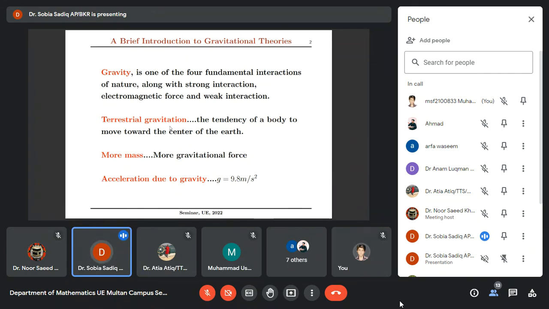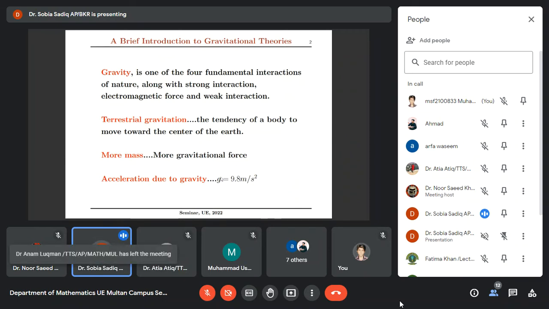And when you throw some object from the top of a building, it moves towards the earth, which is called terrestrial gravitation. You can observe that heavier bodies fall faster than lighter bodies. This means that more mass leads to more gravitational force. And here the value of gravitational acceleration is given, which is g equals 9.8 meters per second squared.